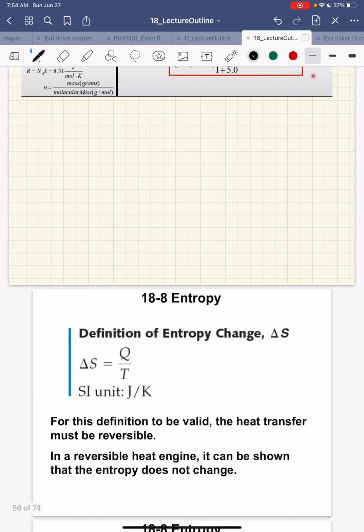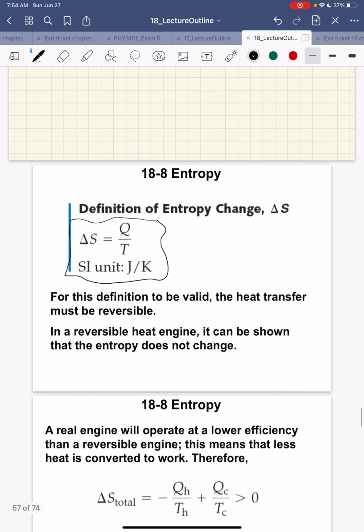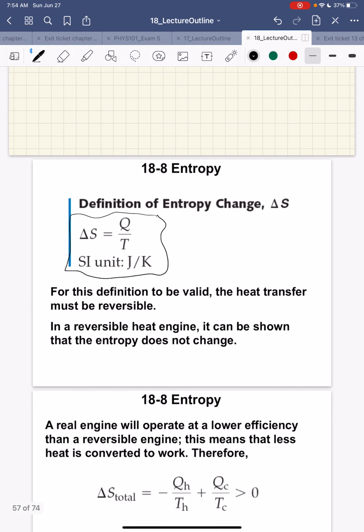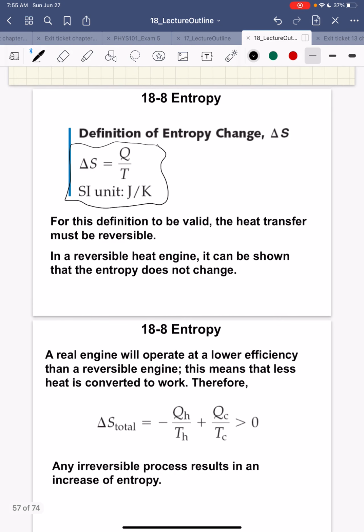This is the definition of the entropy: the change in entropy is Q over T, and it has units of joules per Kelvin. For this definition to be valid, the heat transfer should be reversible. In a reversible heat engine, it can be shown that the entropy does not change.